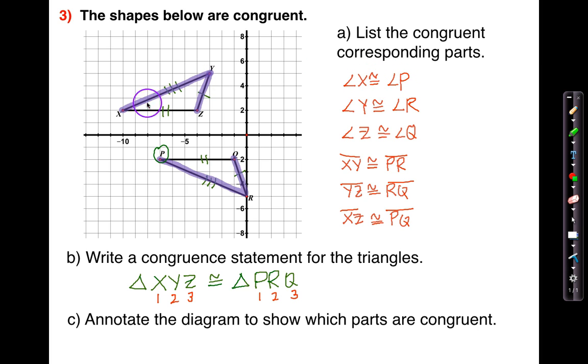X corresponds to P, so 1 tick mark, 1 tick mark. Y corresponds to R, so I'm going to put 2 tick marks on Y and R. And last but not least, angle Z corresponds to Q, so I put 3 tick marks on Z and Q. And there you have your annotated figure. That's all there is to it.